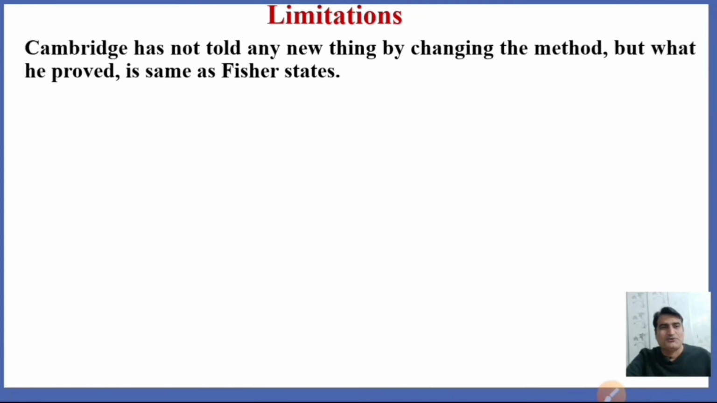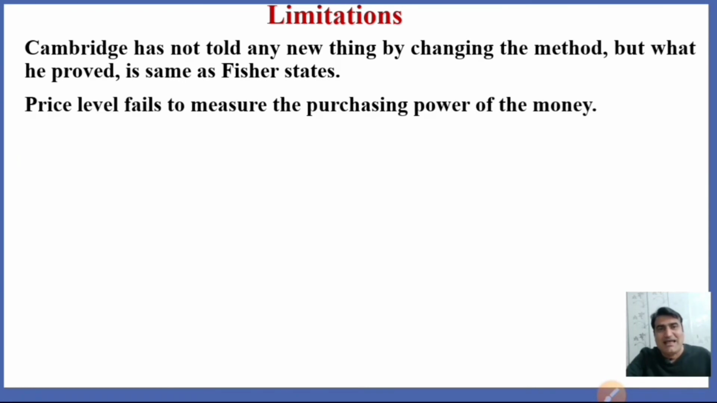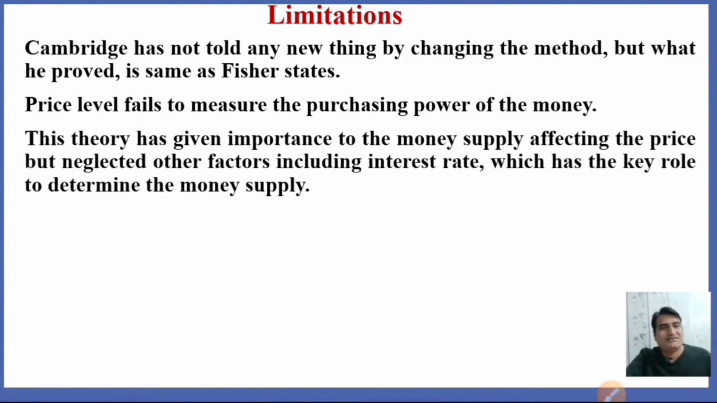Now we shall study what the weaknesses of this theory are. Cambridge cash balance approach has not told any new thing, but just by changing the method, what it proved is the same as Fisher states. Price level fails to measure the purchasing power of money. This theory has given importance to the money supply affecting the price but neglected other factors including the interest rate that plays the key role in determining the money supply.